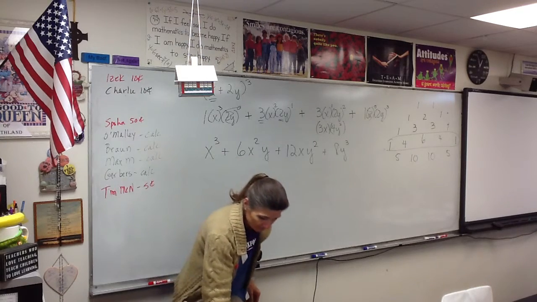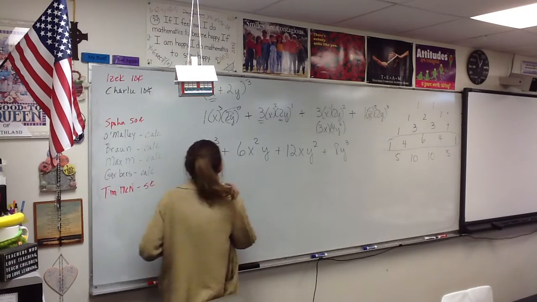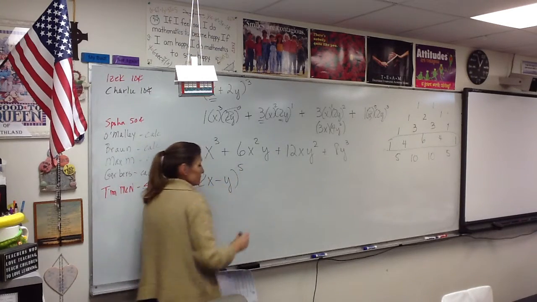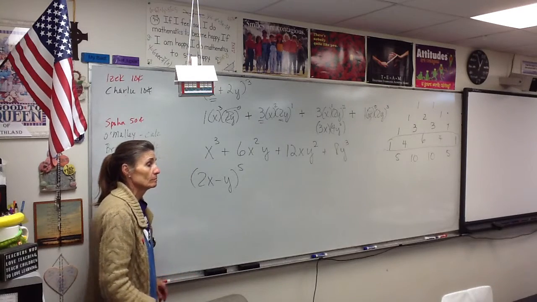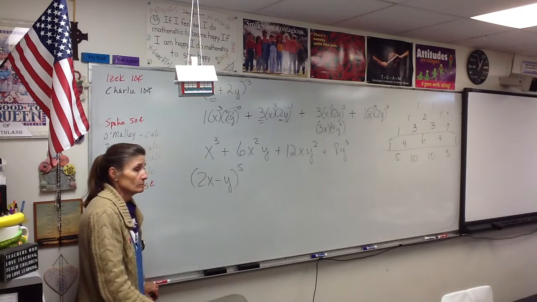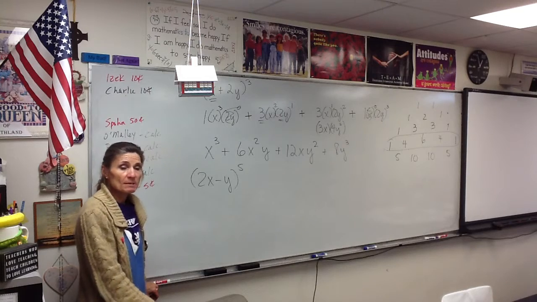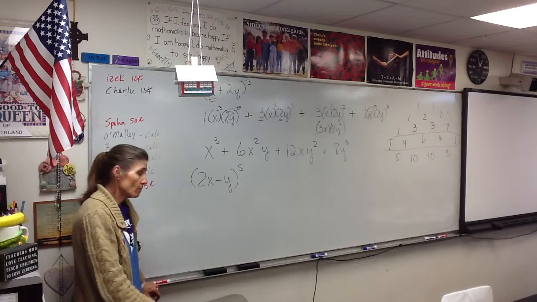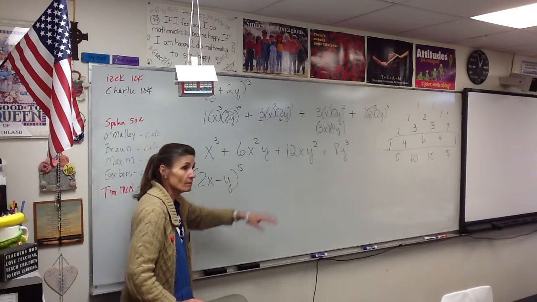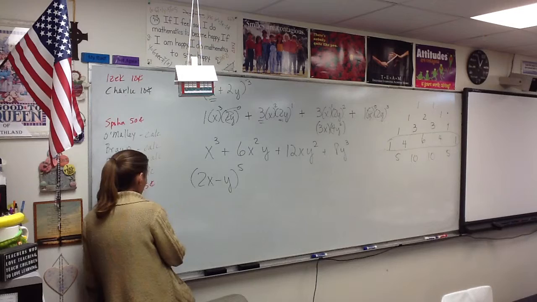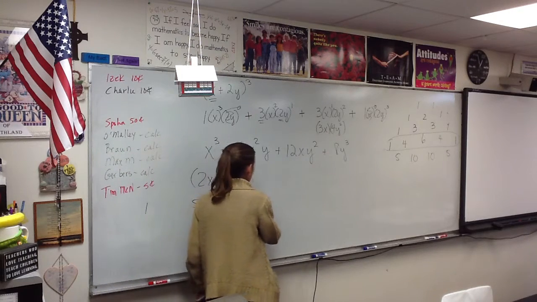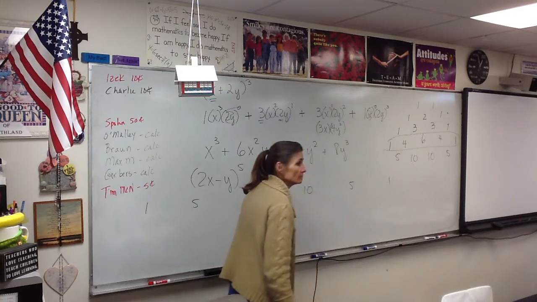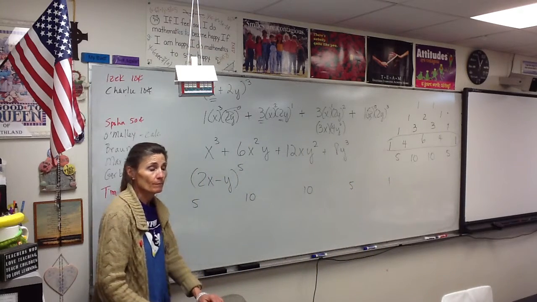One more. Now we're going to do 2x minus y to the 5th. How do we start? Let's be systematic. What do I do first? The coefficients. So I'm going to go to which row on my triangle? There's a lot of them. So 1, 5, 10, 10, 5, 1. That's my 5th row.